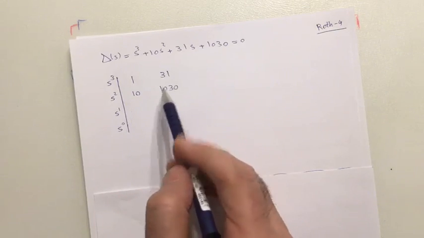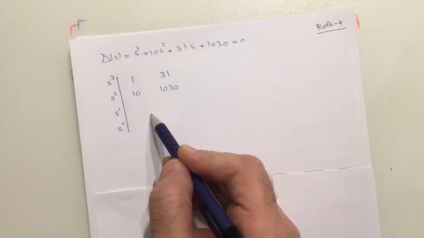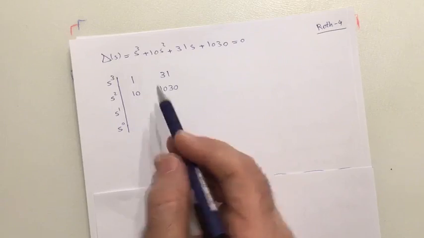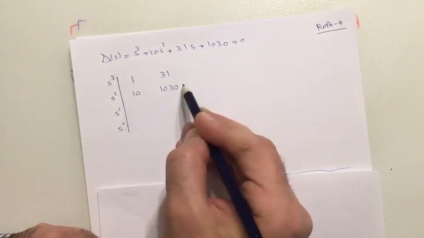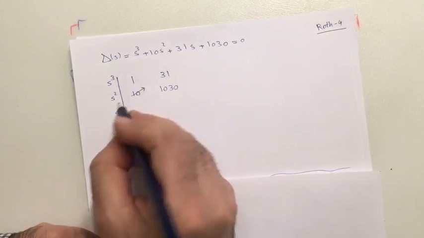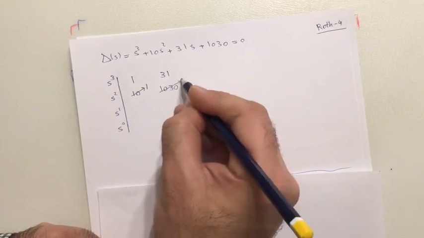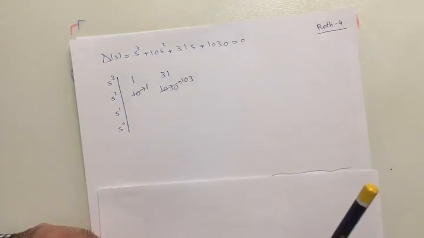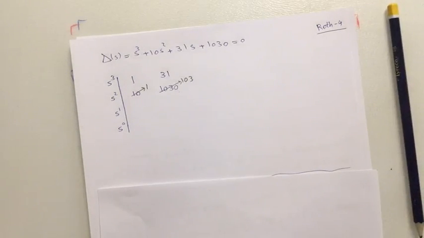We can continue like that, but before we do, it would be easier if we divide the elements of this row by 10, because then we will have smaller numbers. If we divide by 10, we will get 1 here and 103 here. Now it would be easier to continue.